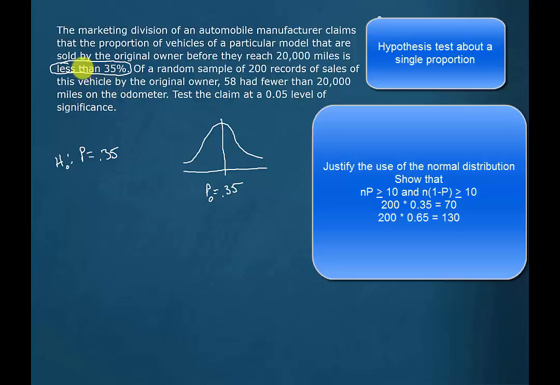Now, let's look at what this claim is. It says that the population proportion is less than 35%. Well, if we took a sample and that sample had a sample proportion that was actually greater than 35%, then it wouldn't support this claim at all, and there would be no point in doing a hypothesis test.